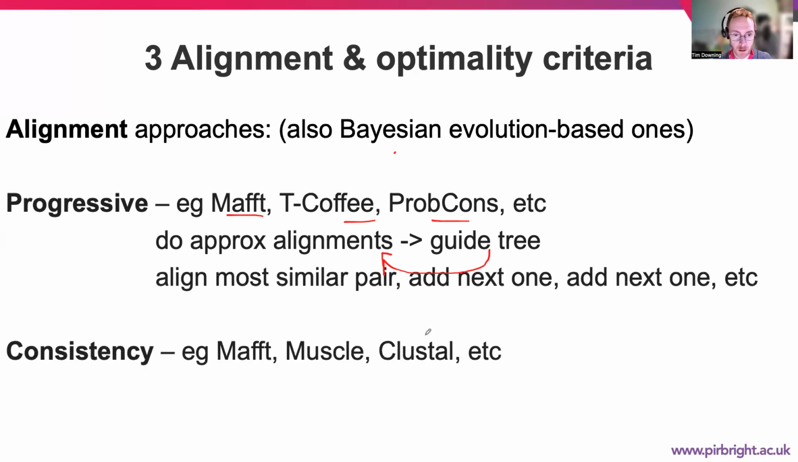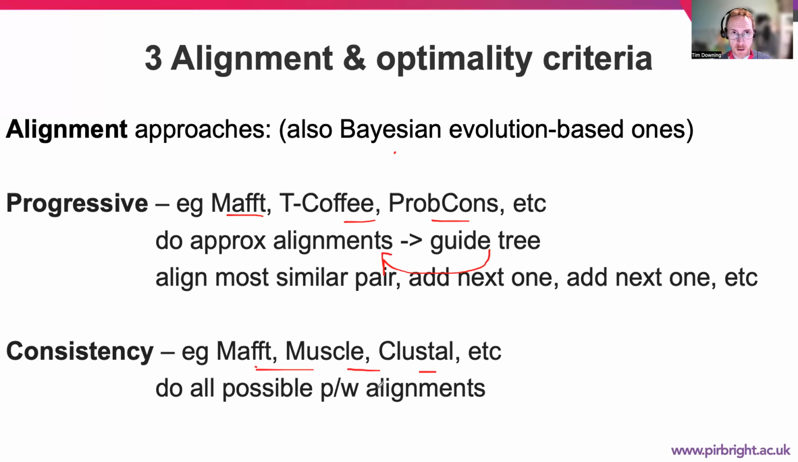We also have ones that look at the consistency of the alignment. So MAFFT, MUSCLE, and Clustal are examples of methods that apply this. And to do this, they do the more exhaustive approach of doing all possible pairwise alignments, which is computationally time-consuming, and that allows them to retain high-scoring pairs between the pairwise aligned sequences.